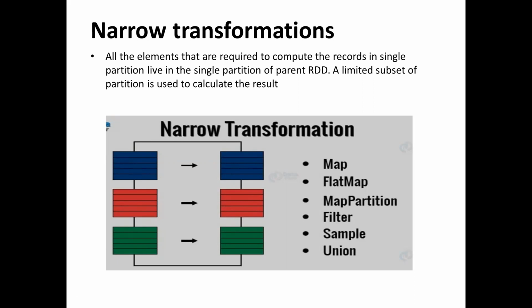Some of the examples could be map, flatMap, mapPartitions, filter, union, and sample. So these are called narrow transformations.